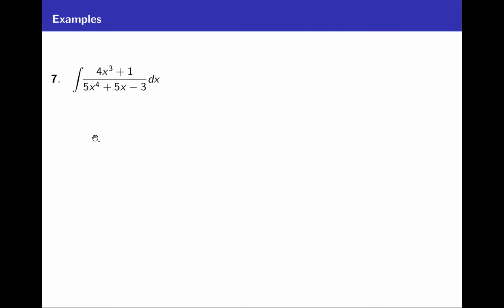Here's another example. It's complicated. The integral of 4x cubed plus 1 over 5x to the fourth plus 5x minus 3 dx. What are we to make of this? You might try a few things before you hit upon an idea that works. Split this up a little bit so it's the integral of 1 over 5x to the fourth plus 5x minus 3, and then times a 4x cubed plus 1 dx off at the end.